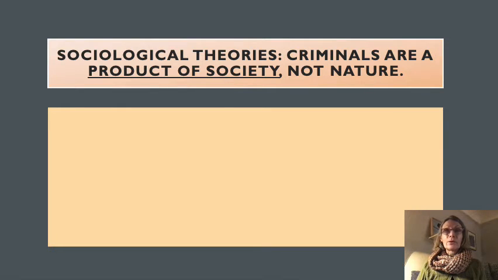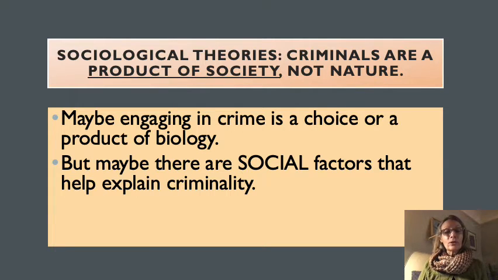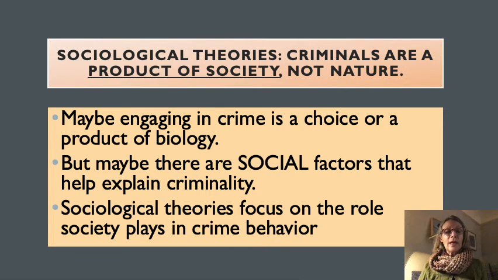When the sociological theories are asked why people engage in criminal behavior, they say that criminals are a product of society. They're not a product of nature. So maybe engaging in crime is a rational choice, or maybe you don't have free choice, but it's a product of your biology, your brain chemistry, your biochemistry, your genetic traits. But maybe there's a social factor that also helps us understand criminality. Sociological theory focuses on the role that society plays in criminal behavior.